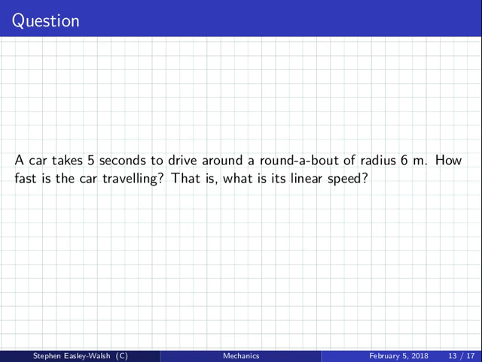So the car takes 5 seconds to go around it once, and the roundabout has a radius of 6 meters. I want to know how fast the car is traveling. That is, I want to know the V. Okay, what information do I know? So that's 5 seconds. What is that? T. Good. And the 6, what is that? R. Good. And what is it that I want? The V. I will give you 1 minute to figure out the V. Have a look at your formulas and see how to get the V.